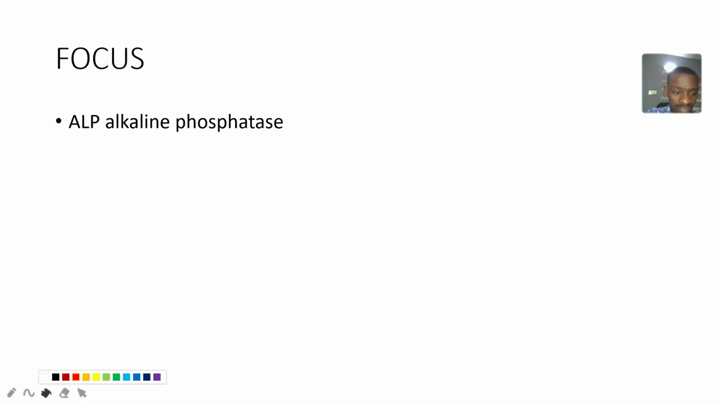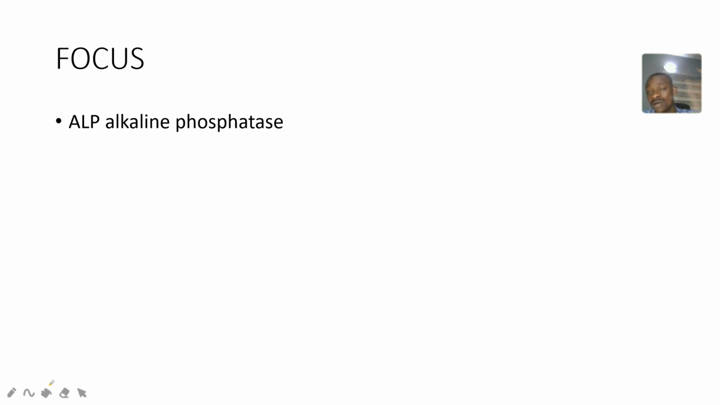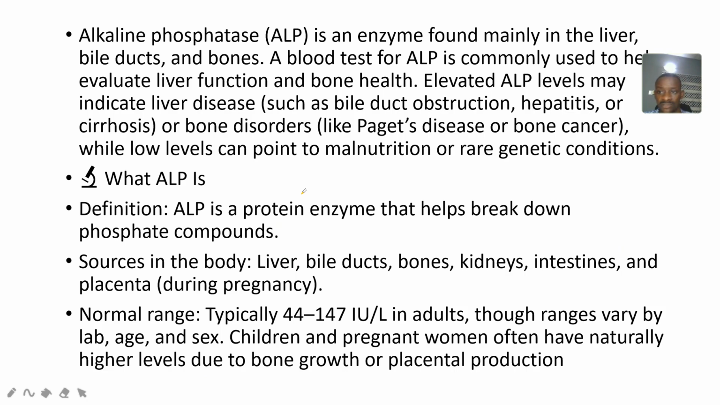For the next enzyme, which we get to discuss, this is what is known as ALP. ALP is known as alkaline phosphatase. Where do you find it? Just so you know, it's an enzyme and it's found in the liver, mostly, predominantly. You can also find it in the bile and also in the bones.